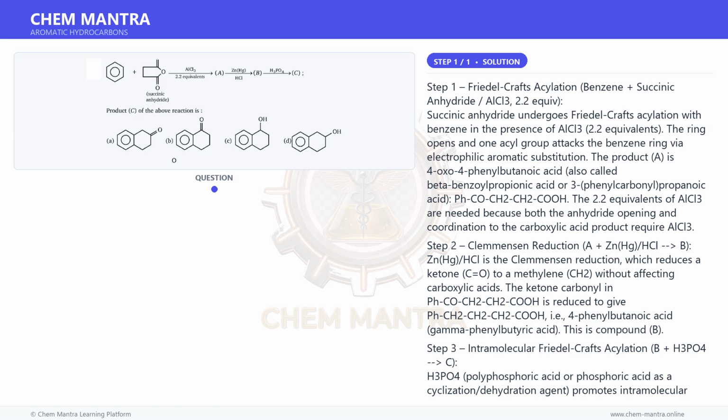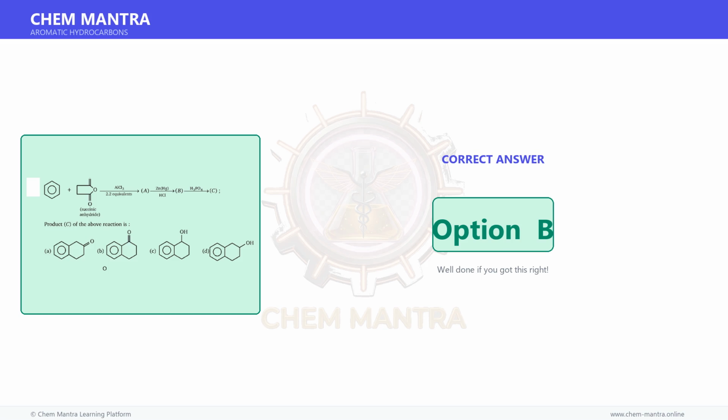This corresponds to option B. Why do the other options fail? Option A shows a ketone at the C2 beta position, which would require a different chain length or regiochemistry not consistent with this synthesis. Options C and D show hydroxyl groups, but H3PO4 cyclization gives a ketone, not an alcohol. Therefore, the correct answer is option B.